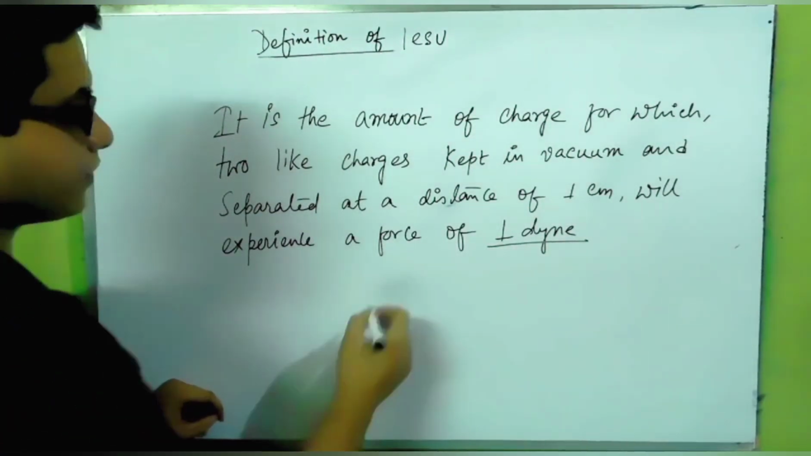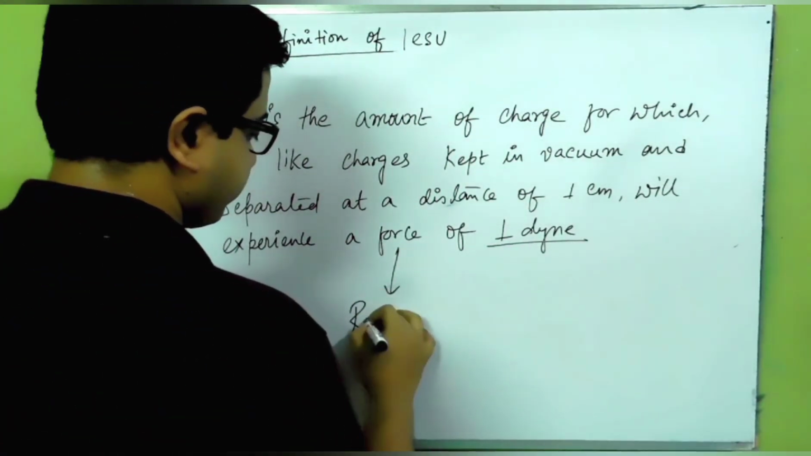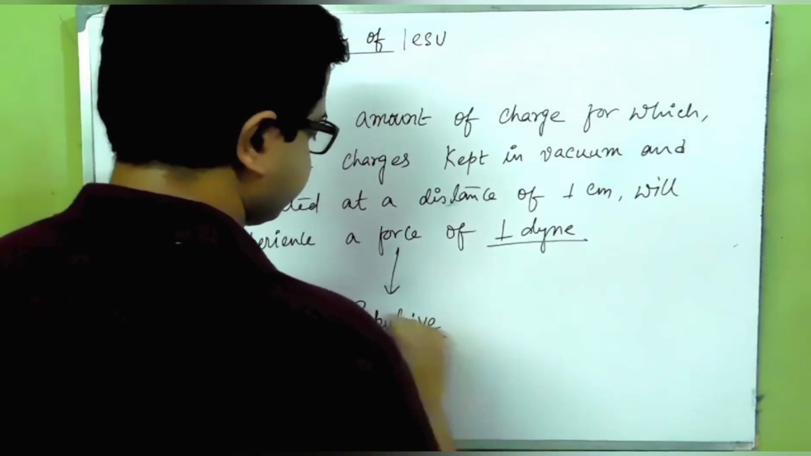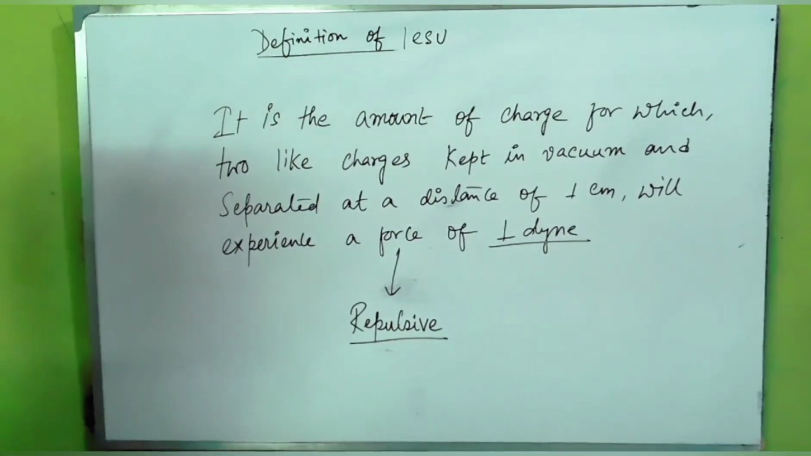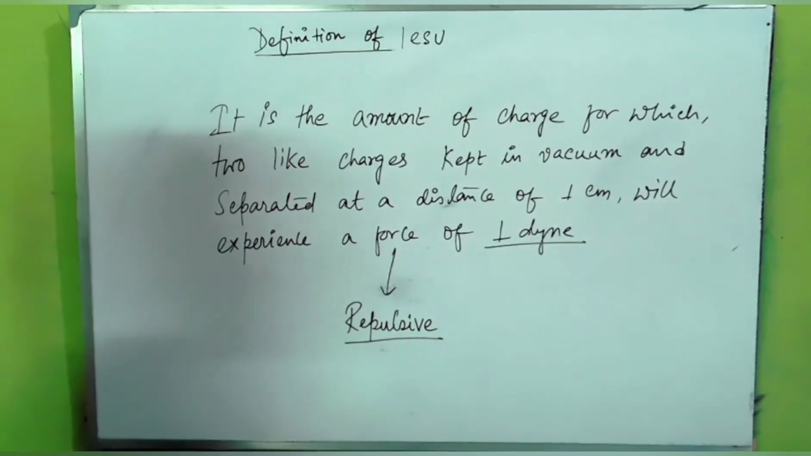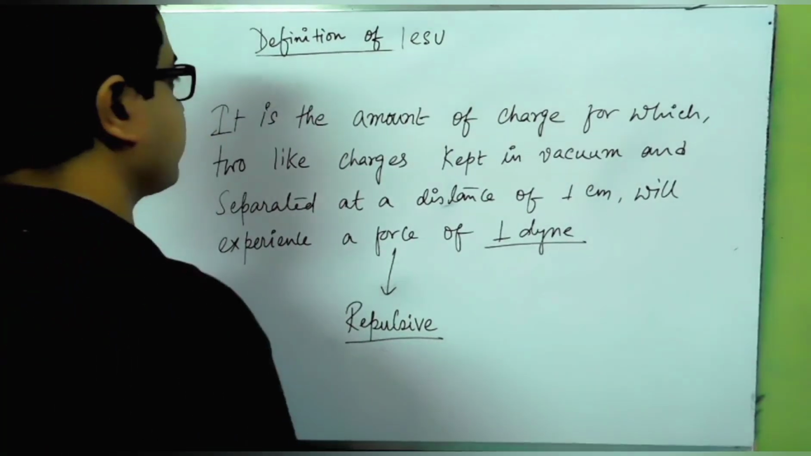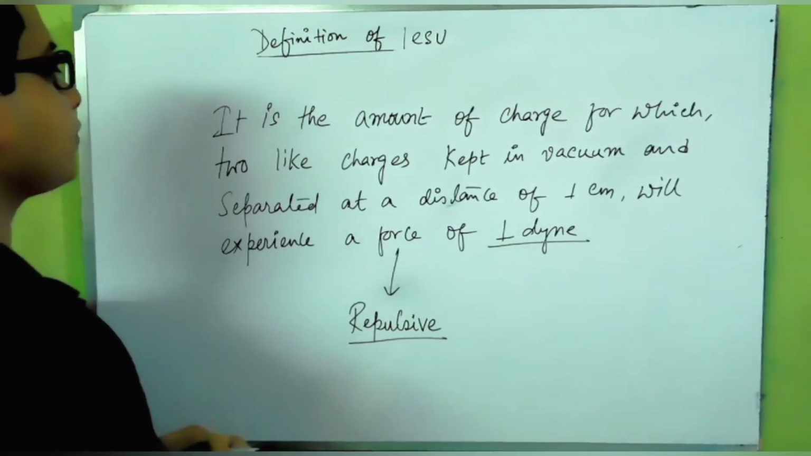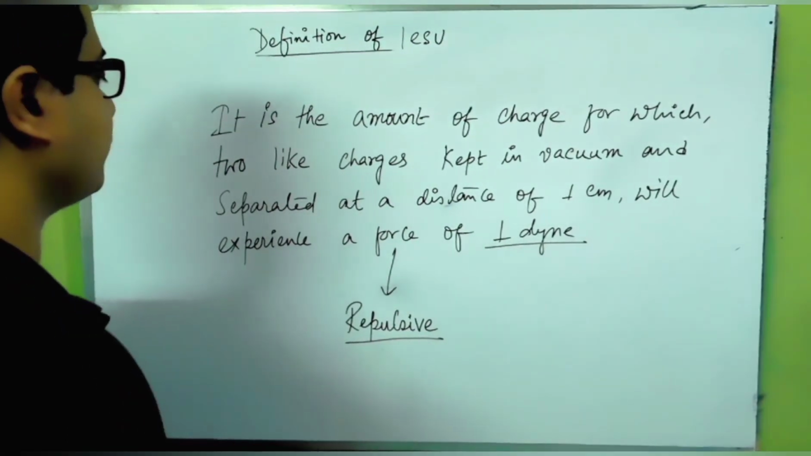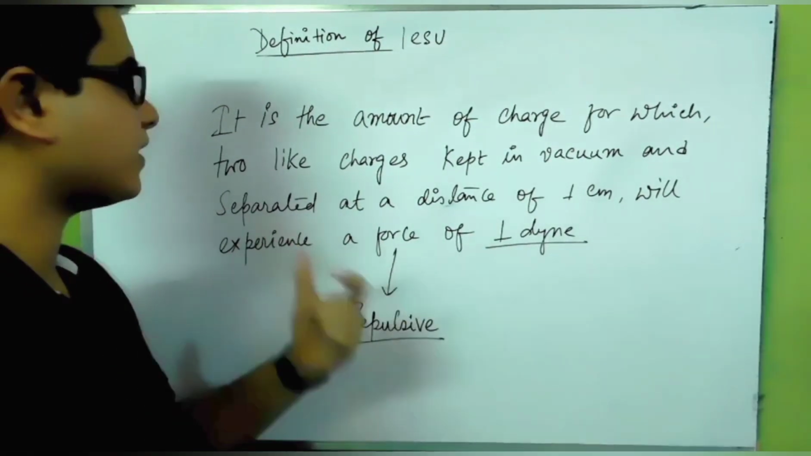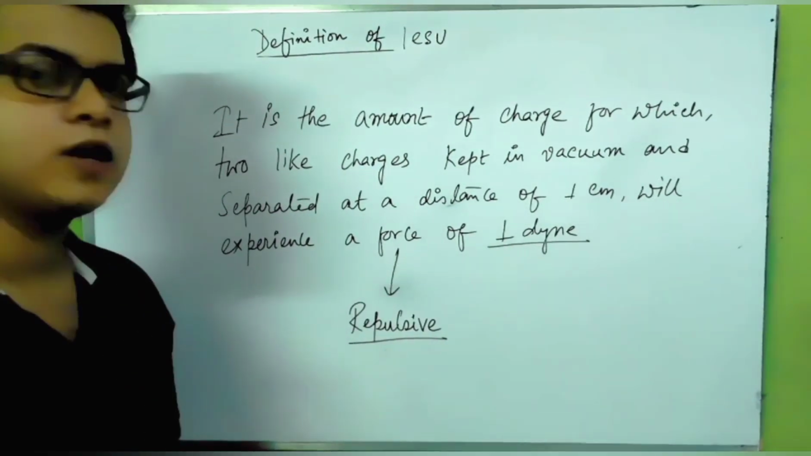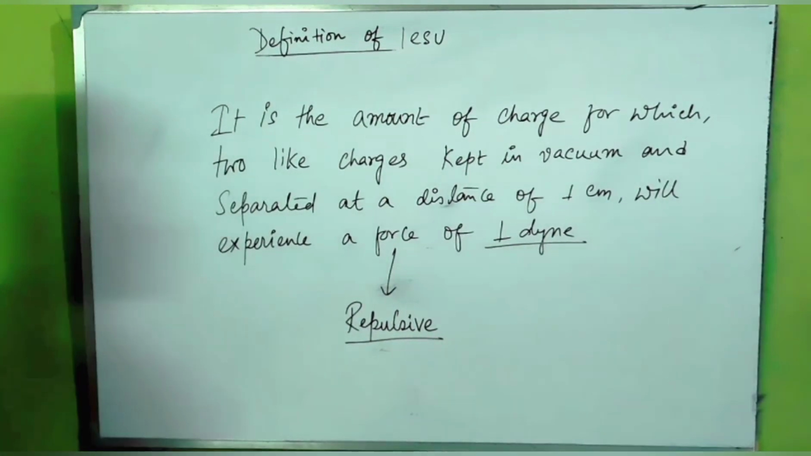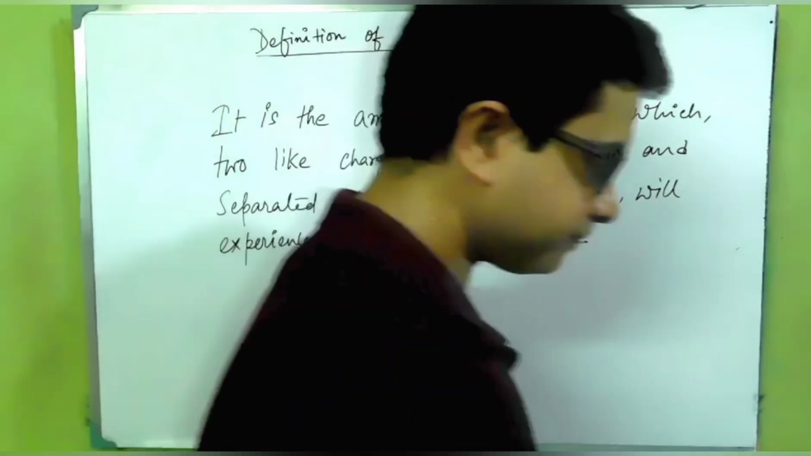Now here the nature of the force is going to be repulsive, because we are using like charges. As we are using like charges, the amount of force is going to be 1 dyne, and the nature of the force is going to be repulsive. So this is the definition of 1 ESU, and it states that it is the amount of charge for which two like charges kept in vacuum and separated at a distance of 1 centimeter will experience a force of 1 dyne. Please write it down.